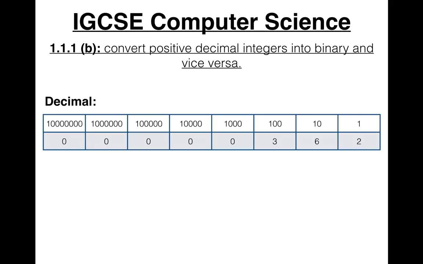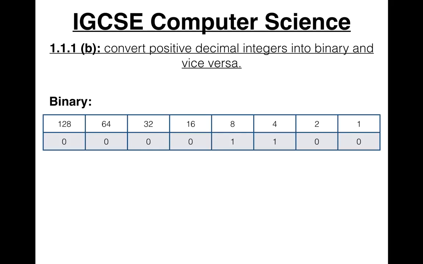To better understand this, let's take the number 362. We plug it into this table here. So we get 3 times 100 plus 6 times 10 plus 2 times 1. So it would be 300 plus 60 plus 2, which would give you 362.